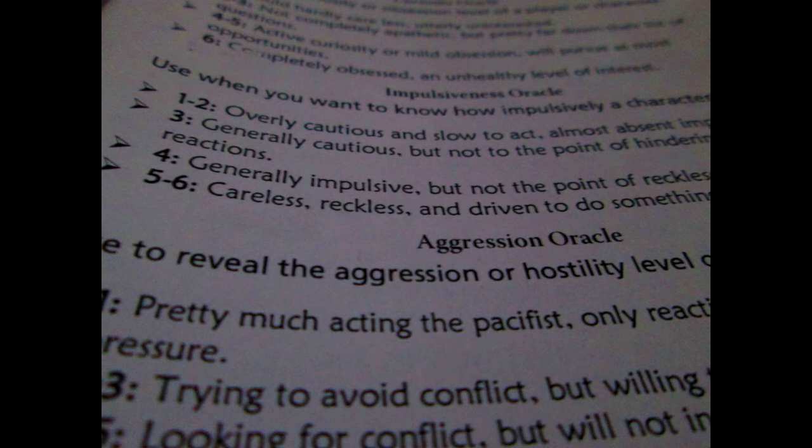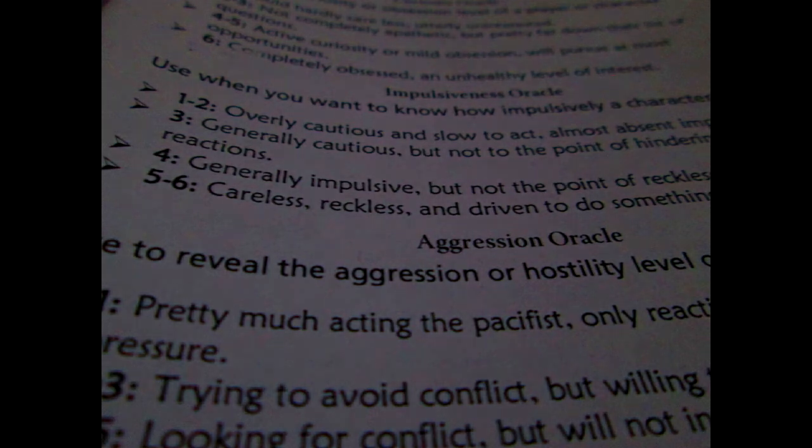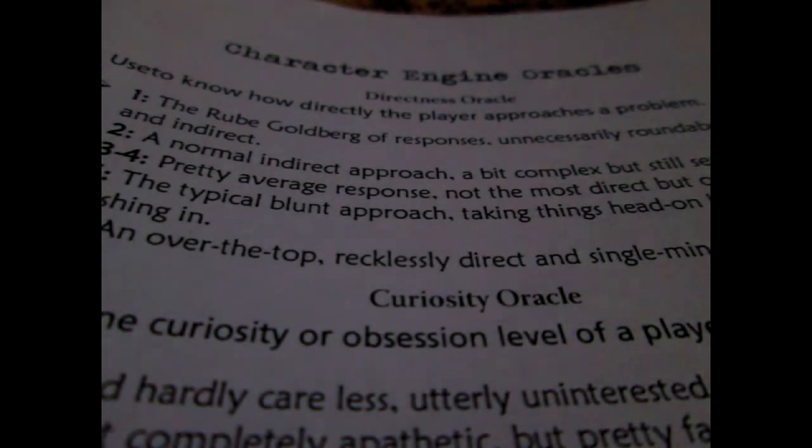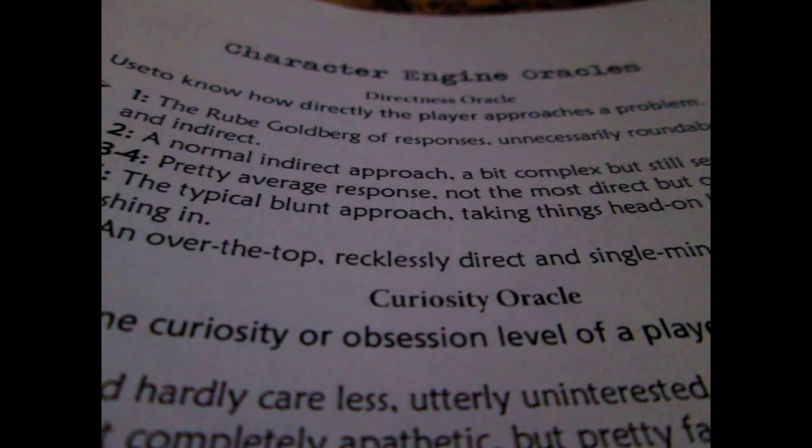For example, let me check my table, Curiosity, maybe you make a roll and you obtain the result of active curiosity or mild obsession. Will pursue at most opportunities. So they definitely want to attack a rival gang, or another group, another faction. You make a roll on the Impulsiveness Oracle and you obtain generally cautious but not to the point of hindering reactions. So they are going to carry out this quite subtly or stealthily. Maybe they want to enter one of the rival factions' warehouses and they're going to sabotage something.